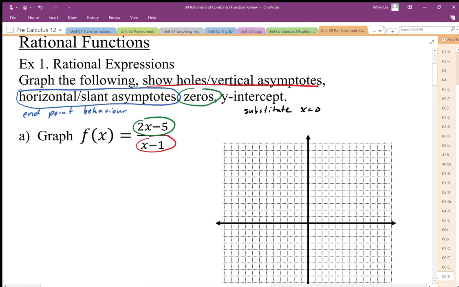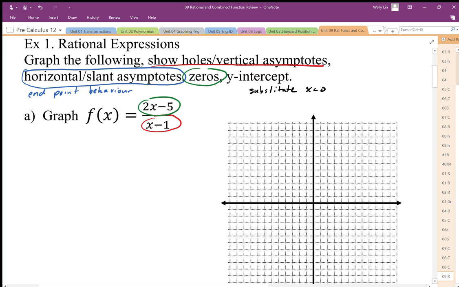Okay, so let's take a look at what we have here. In the denominator, we have a restriction of x cannot equal 1, and it's either going to be a hole or a vertical asymptote. Since it doesn't cancel, it is a vertical asymptote. So I'm just going to draw this here. At x equals 1, we're going to end up with a 0 in the denominator, so we're going to draw a vertical asymptote at x equals 1.